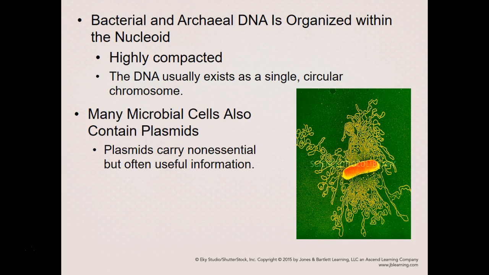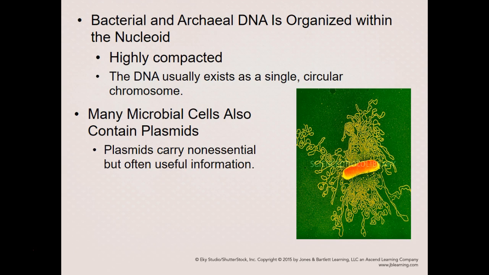So bacteria and archaea have their DNA organized within a region of the cytoplasm called the nucleoid region. This region is not boxed off. There's nothing surrounding that region. It's still just part of the cytoplasm, but it's just where the bacterial DNA typically is found. Bacterial DNA is typically haploid, or it's a single chromosome, so haploid, and it's a circular chromosome.